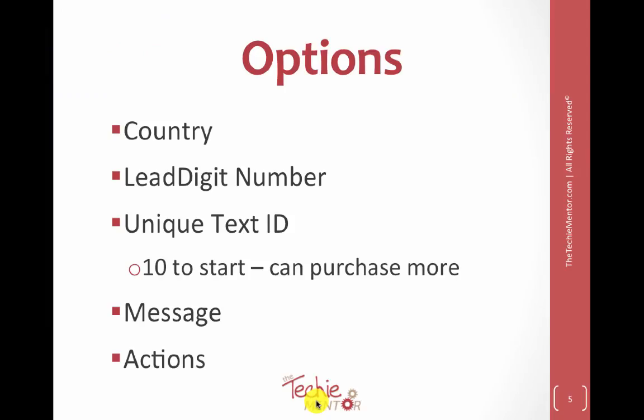So remember, choose your country, the number that you're going to use, and the numbers are provided. You just pick the number that you want. Choose your unique text ID. Type in the message that you want. You can certainly have actions. So actions can be sending the information to your email provider to a specific list. It can be delivering a lead magnet. It could be registering for an event. So there's all those things that it can do.